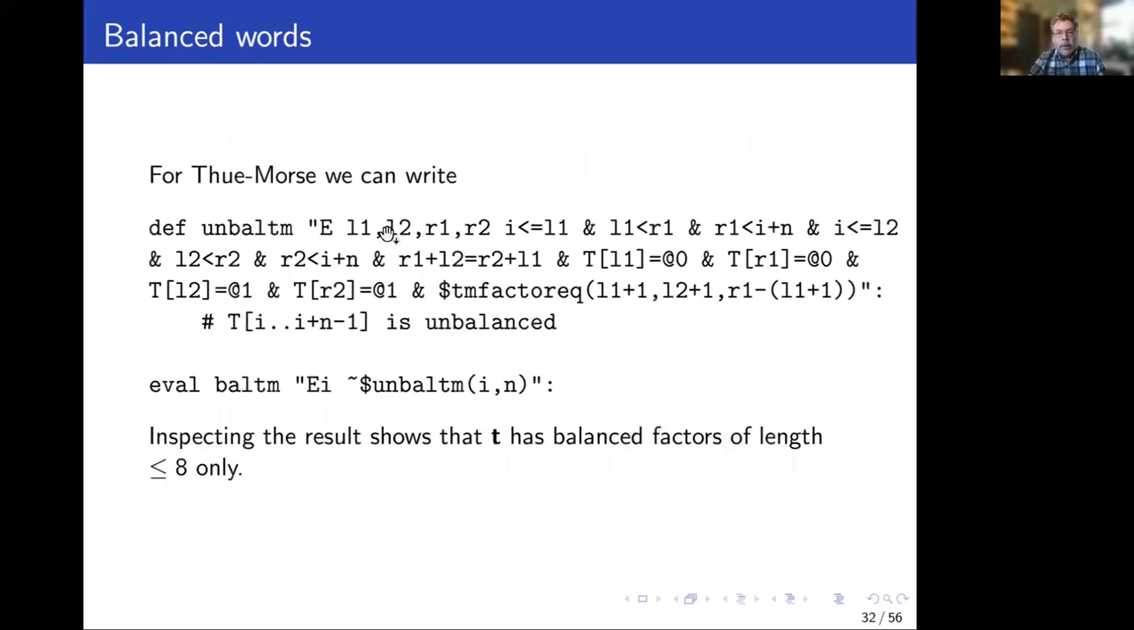For the 2A Morse word, we can do the same thing, and then we can see that in fact, most factors of T are unbalanced. It only has balanced factors of length less than or equal to 8, and nothing else. And of course, you could do that just by searching through the factors, because once you get to all factors of length 9 being unbalanced, then all larger factors will also be unbalanced.